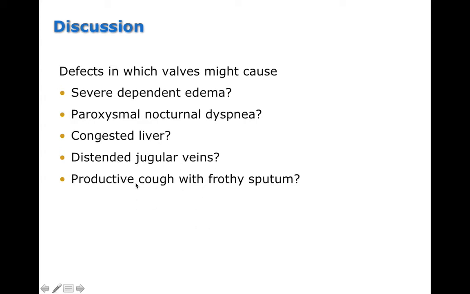Or if someone has a productive cough with frothy sputum, what's going to cause this particular symptom? That's going to be pulmonary edema, where fluids are building up in the lungs due to high blood pressure. And this can come from either right-sided or left-sided problems. We would see this probably in terms of valvular dysfunction more with the left side, because if blood's backing up into the pulmonary veins, that's going to increase pulmonary pressure, which can lead to pulmonary edema, causing productive cough with frothy sputum, as well as rales, which is like a crackling within the lungs itself.